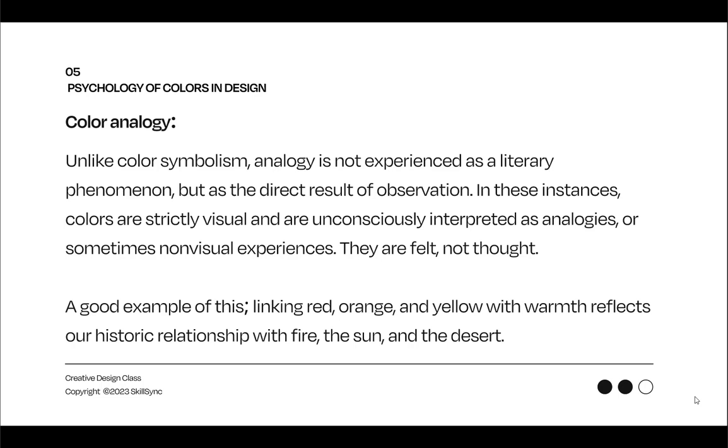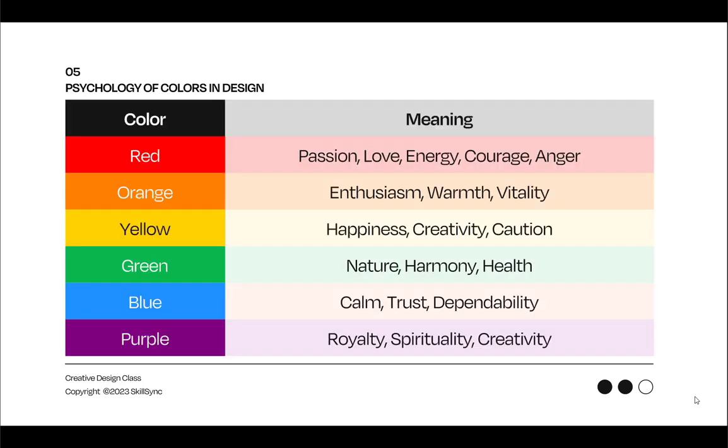Now, color analogy. Unlike color symbolism, analogy is not experienced as a literary phenomenon, but as the direct result of observation. In these instances, colors are strictly visual and are unconsciously interpreted as analogies of sometimes non-visual experiences. They are felt, not thought. A good example of this, linking red, orange, and yellow with warmth, reflects our historic relationship with fire, the sun, and the desert.